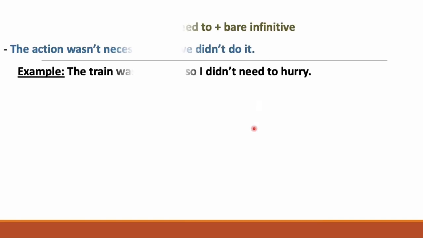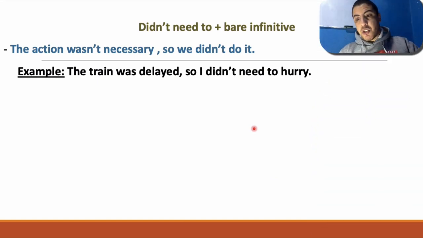Okay? Now let's move to the second modal, which is the opposite of the modal that we have just seen. Okay, this modal is didn't need to plus bare infinitive. Okay, so for this modal, please pay attention. The action wasn't necessary, so we didn't do it, right? The action wasn't necessary, and we didn't do it.